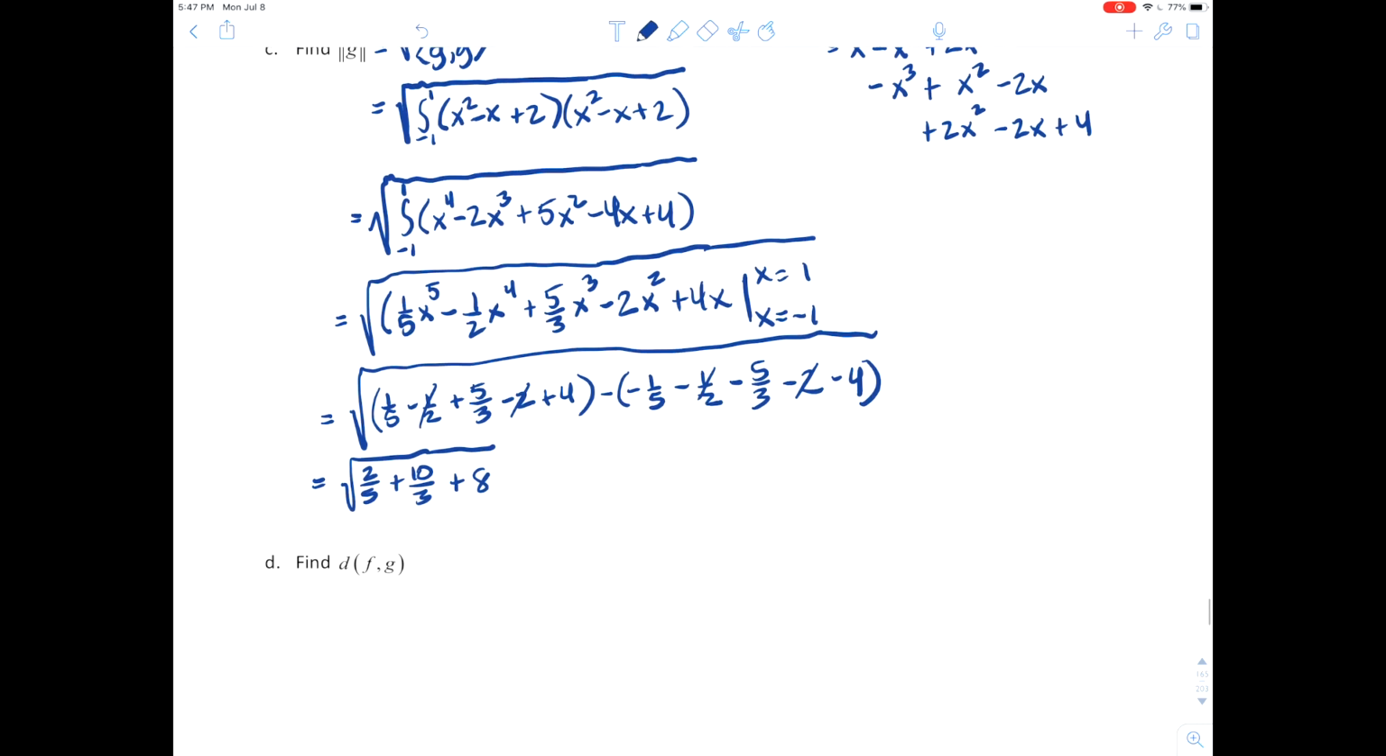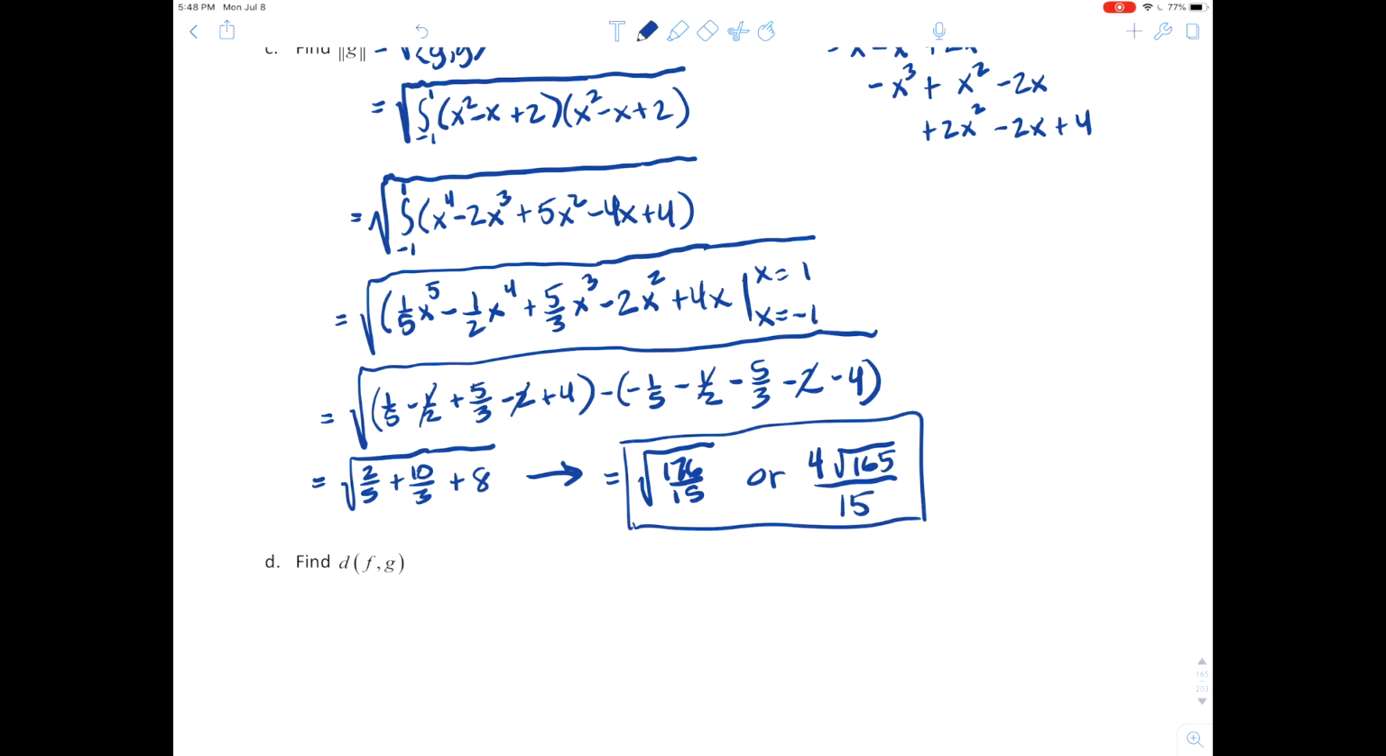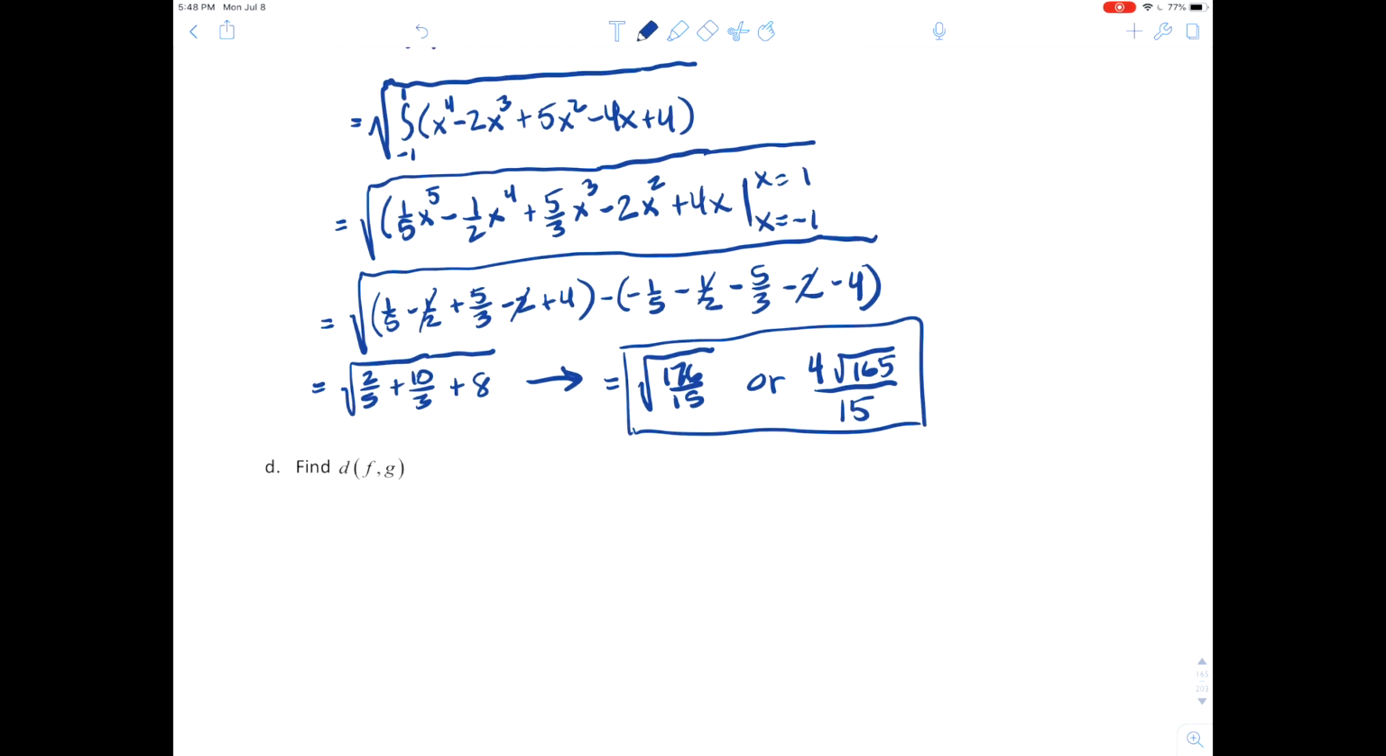And once you simplify that a bit, we will get what? The square root of 176 over 15. It turns out if you rationalize that, you'll end up getting 4 root 165 over 15. Cool, cool? Right, now the distance between f and g.